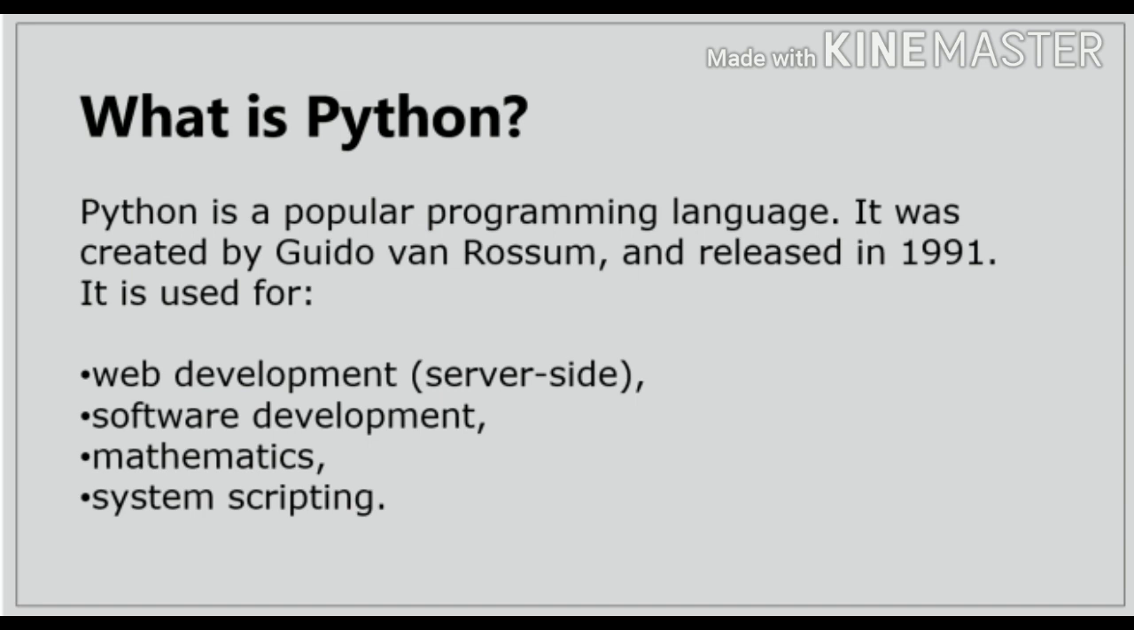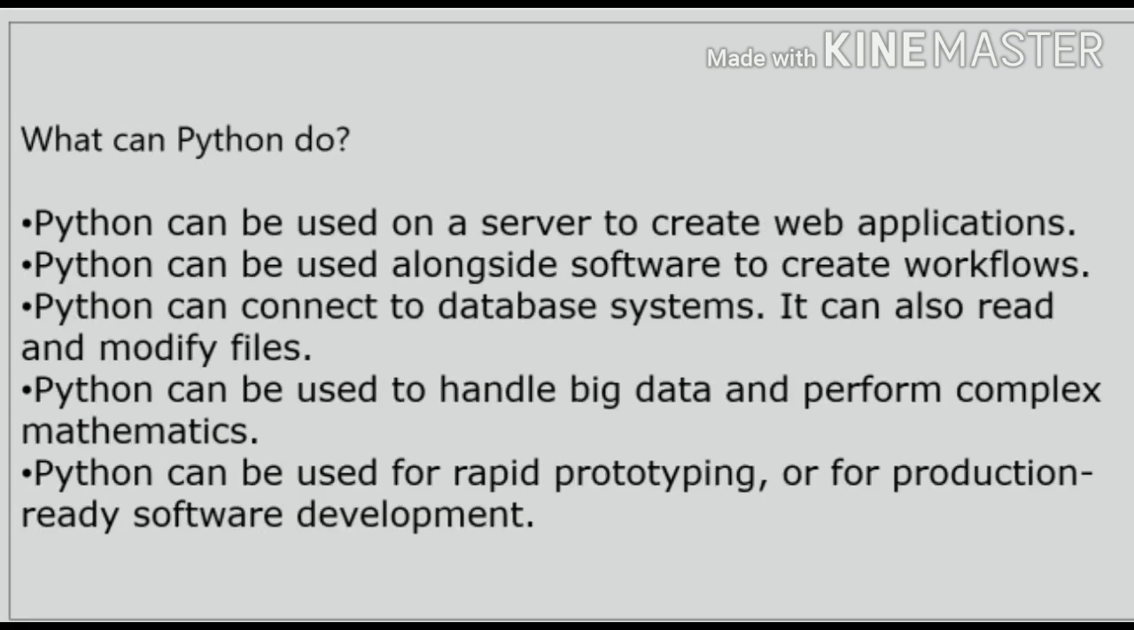What is Python? Python is a popular programming language. It was created by Guido van Rossum and released in 1991. It is used for web development, software development, mathematics, and system scripting.